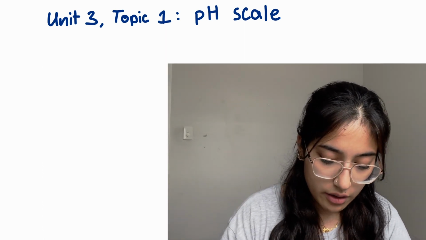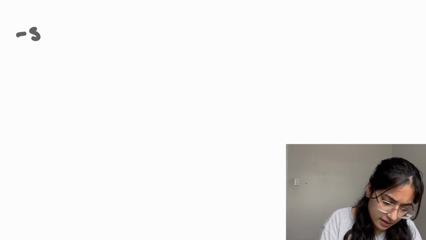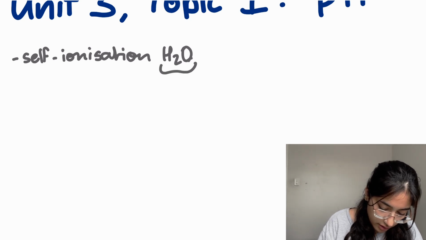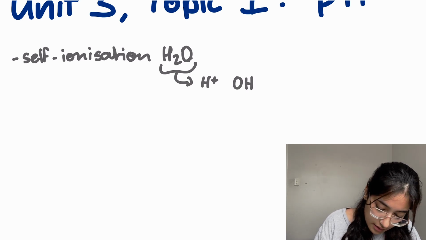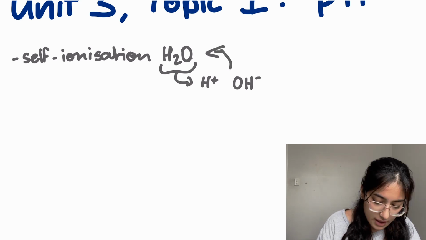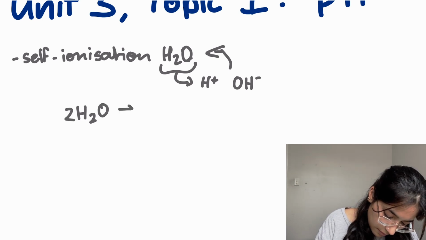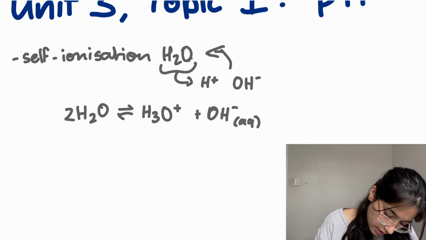So the first thing we are going to learn about here is something called the self-ionization of water, which is basically when it ionizes itself. And what this means is basically that sometimes H2O, water, will randomly break itself into H+ and OH- ions. And then these H+ and OH- ions also sometimes randomly turn back into H2O. It gives us a little equilibrium reaction that looks like this. So we get 2H2O, and they turn into H3O+ and OH-, and this is all aqueous.